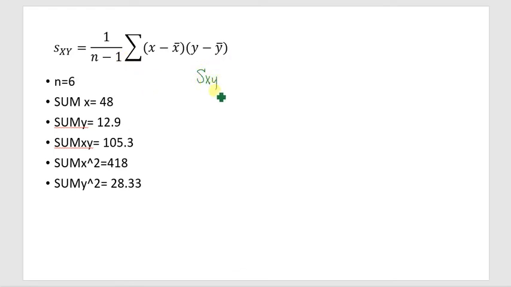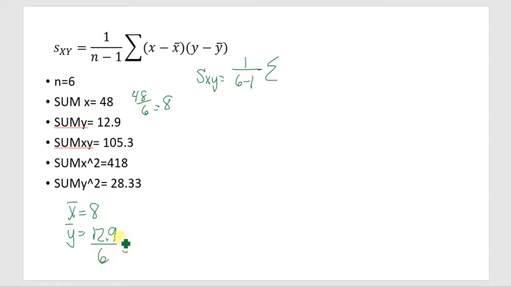Let's go 1 over n minus 1, so 1 over 6 minus 1. Then we have to add up all of the x values minus the x bar values, and y minus y bar. I'm just going to list them here. First, the sum of the x's is 48, so 48 divided by 6, our x bar is 8. And our y bar, which is 12.9 divided by those 6 data points, is 2.15.